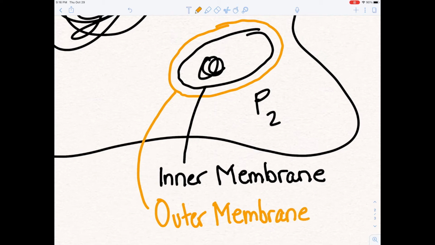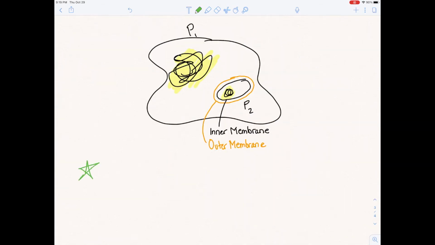So for the purposes of the labels here, I will label the black circle, that original membrane, the inner membrane, and the orange circle, which is representing the part of the P1 membrane that P2 brought inside internally with it, I'm going to label as the outer membrane. Under this sketch, I want you guys to write some very important things.